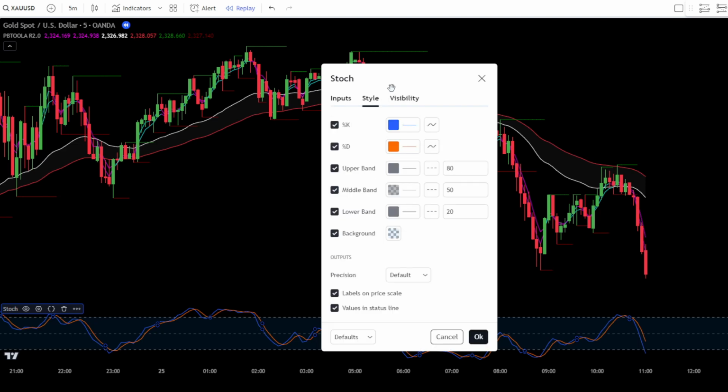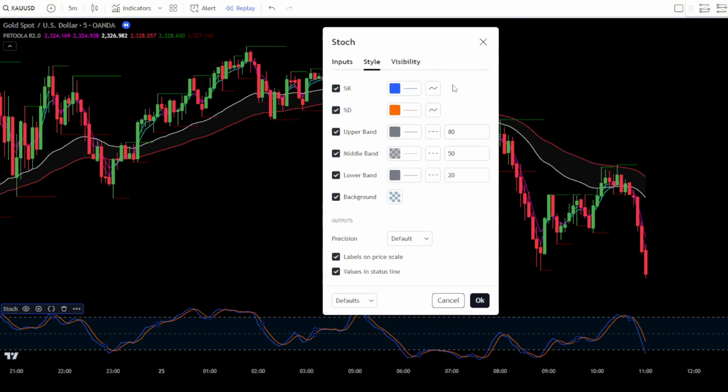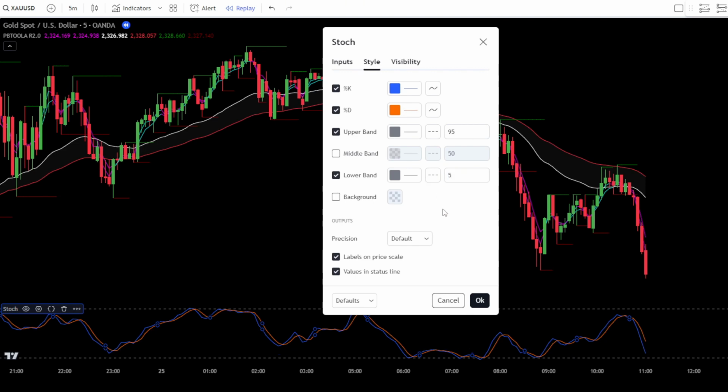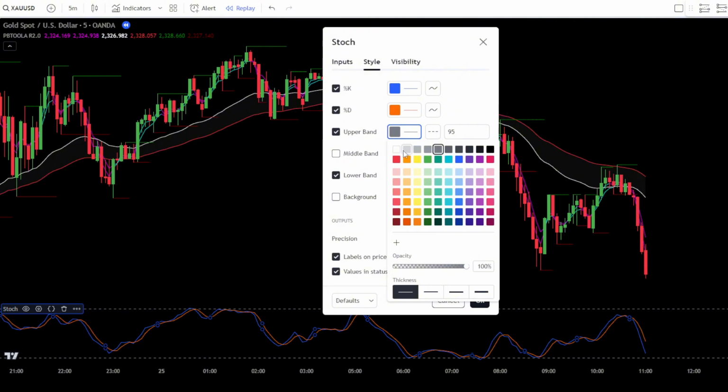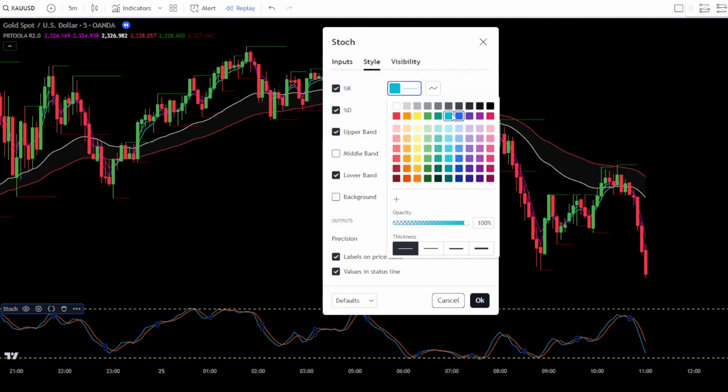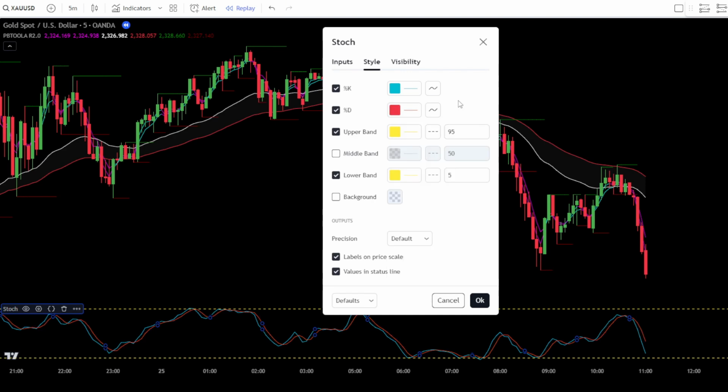Now, go to the Style tab. In the Style tab, disable the check marks for middle band and background. Then, set the upper band value to 95. Next, set the lower band value to 5. You can then adjust the color of the lines according to your preferences. Once done, just click OK to save the changes.